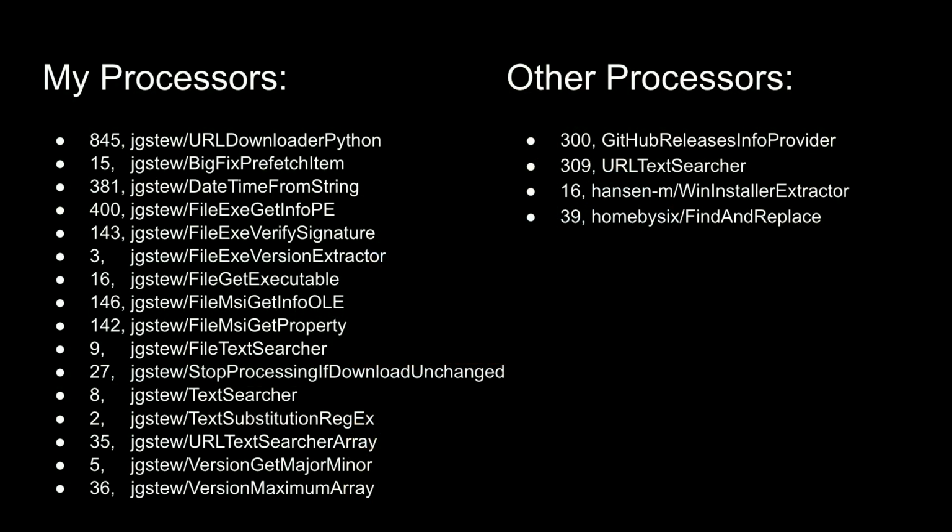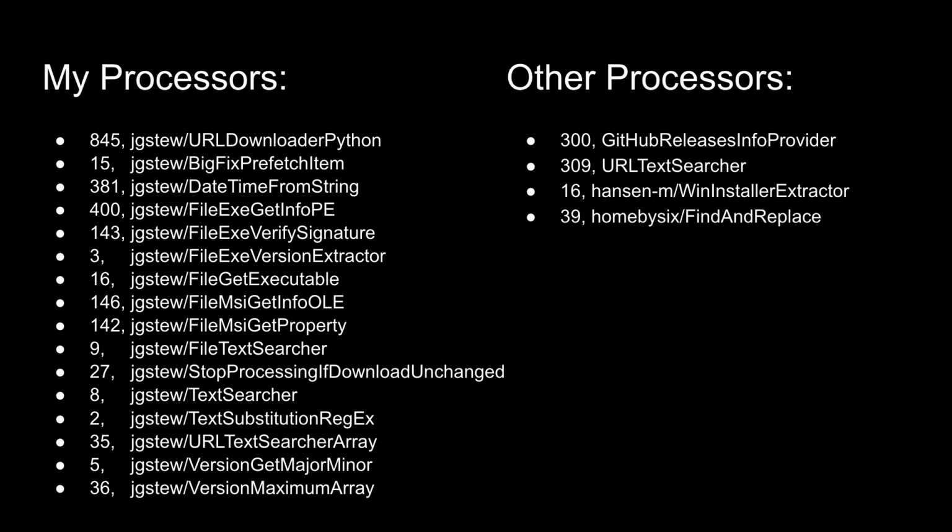So I ran a thing to look at all the processors that we're using in our download recipes. You'll see in the other processors, most of ours are going to use GitHub Release Info Provider or URL Text Searcher to figure out what to download. And then we're going to use URL Downloader Python to actually download it. And then these are a bunch of the different processors that I've created that we're going to talk about soon, that replace those processors that Matt Hansen originally created for various reasons.